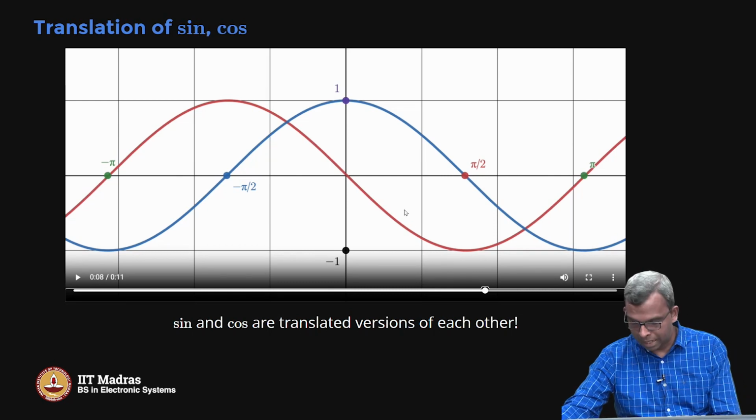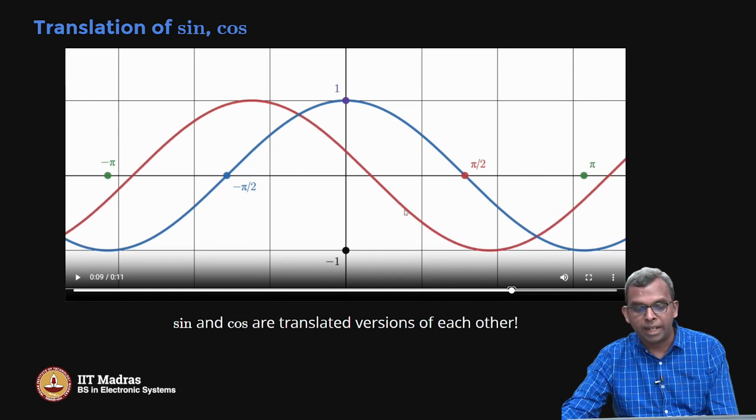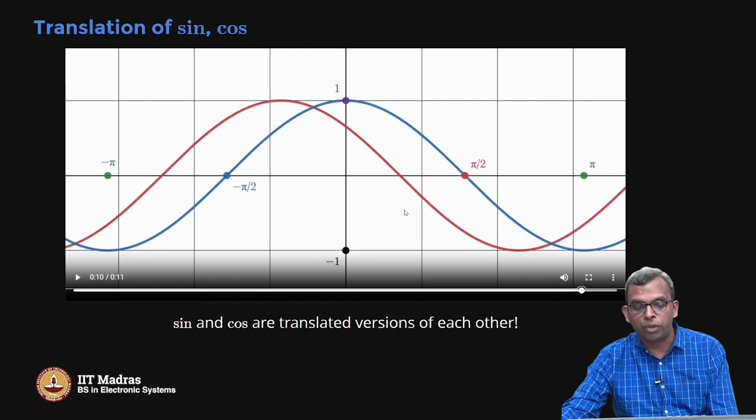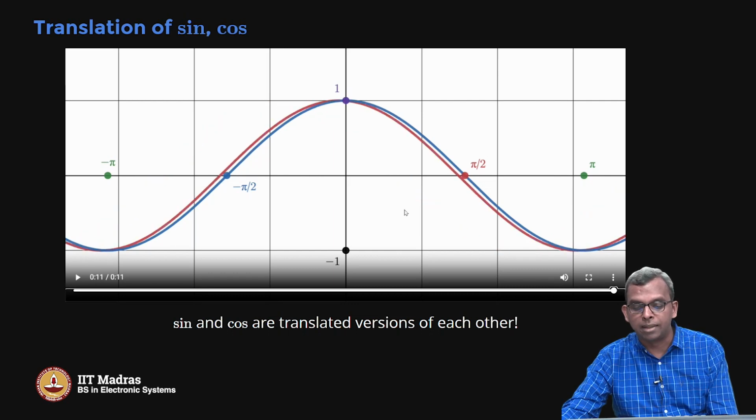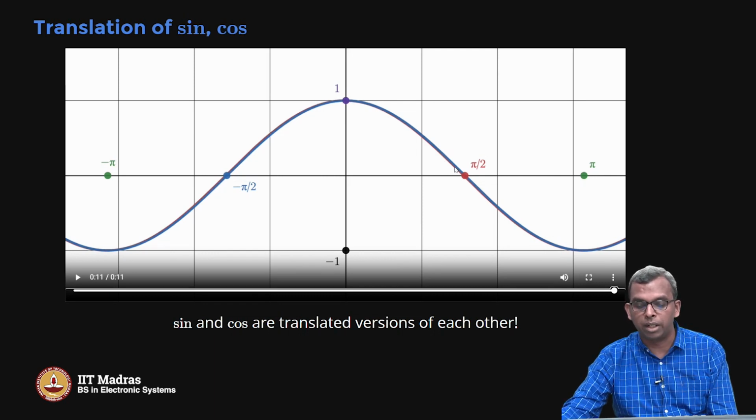Okay, and then I can shift further right, and from 3 pi by 2, if I go to 2 pi, there's no surprise, at 2 pi I will get cos again, because cos theta is periodic with period 2 pi. So it goes back to cos again. I'll show you the other way around. So you see the left shift the other way around is also the same.